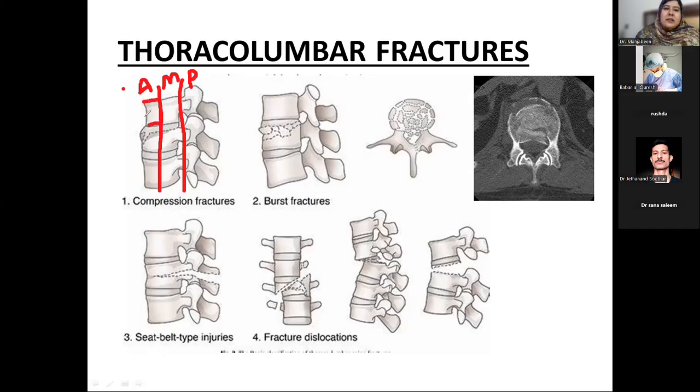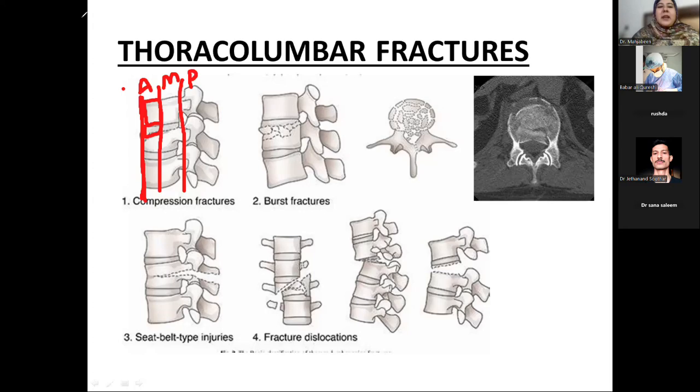The anterior column contains the anterior half of the vertebral body, the anterior half of the intervertebral disc, and a ligament which is present here. Can anybody tell me what ligament is present here? Yes, Dr. Sana, your voice was distorted. Anterior longitudinal ligament. Yes, excellent. So we have the anterior longitudinal ligament.